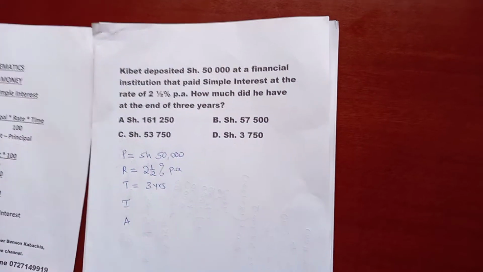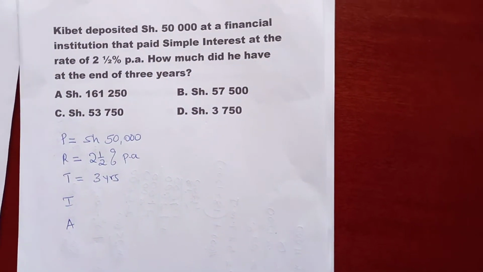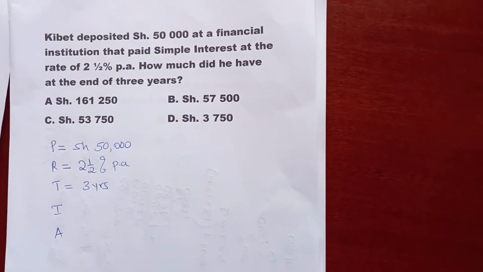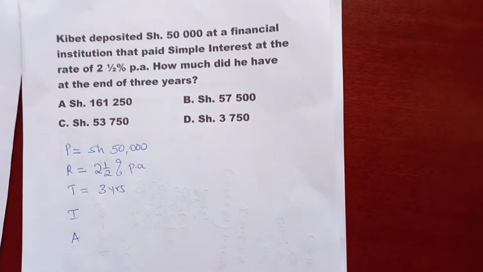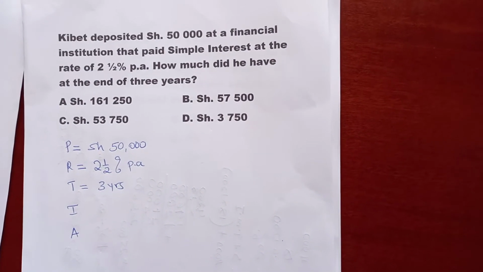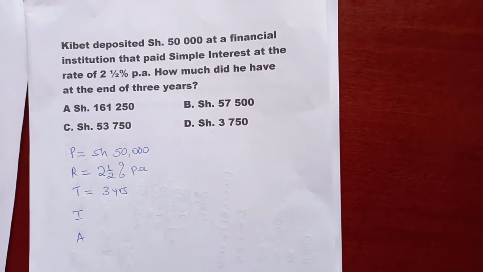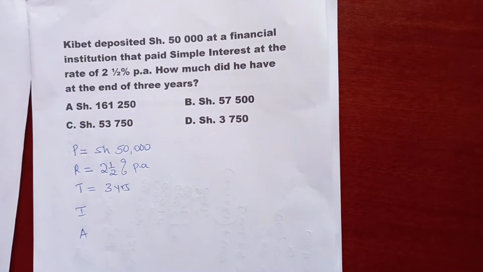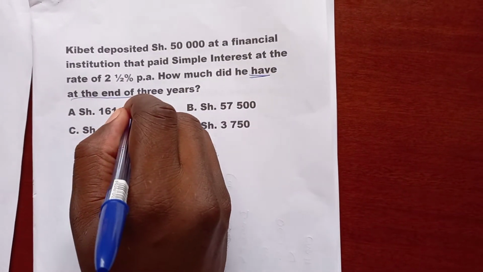Our first question. Kibet deposited shillings 50,000 at a financial institution that paid simple interest at the rate of 2.5% per annum. How much did he have at the end of 3 years?